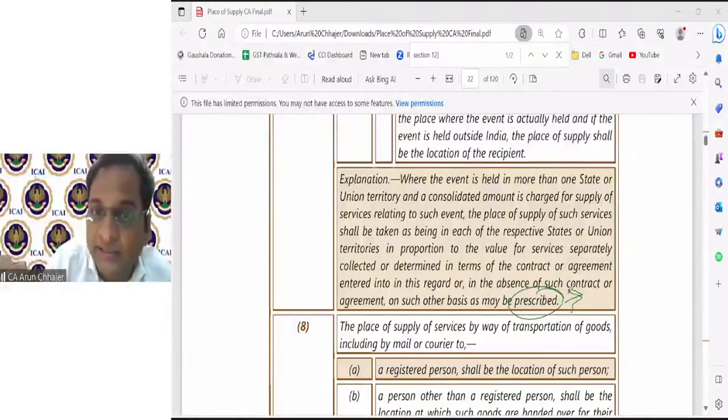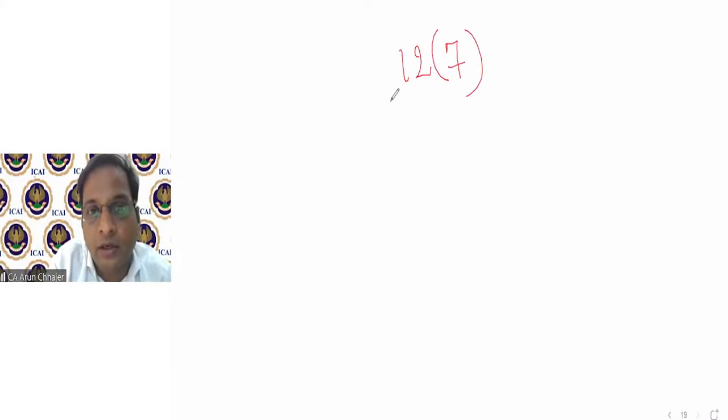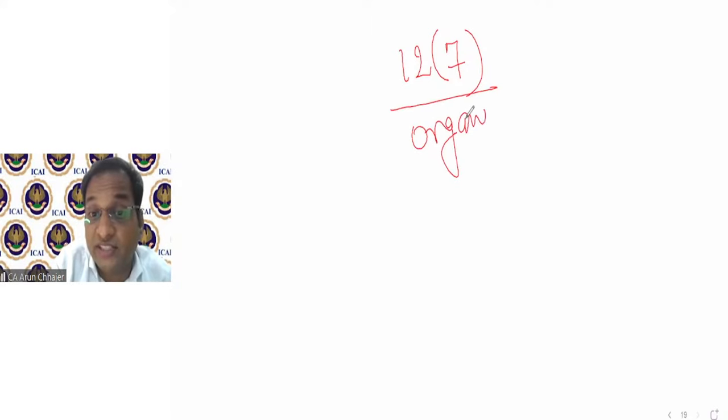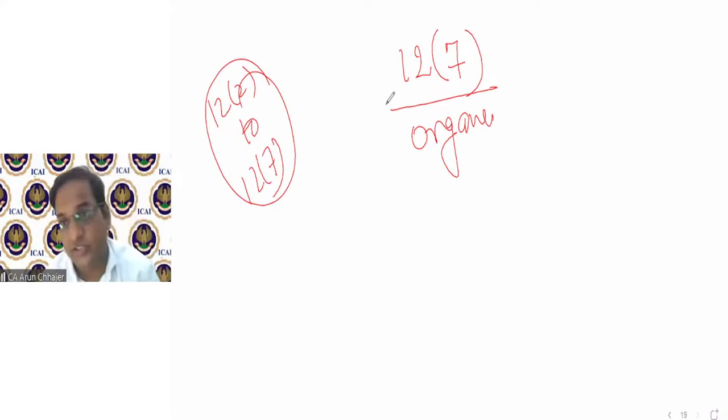Again, let me summarize this particular provision once again. 12(7) is organization of an event. After that, we will revise all these previous sections once again. So we will revise from 12(2) to 12(7). We will revise after the completion of this section. Okay? And then, if time permits, I will start the balance provisions, 8, 9, whatever.